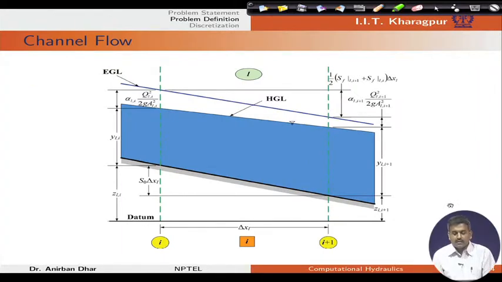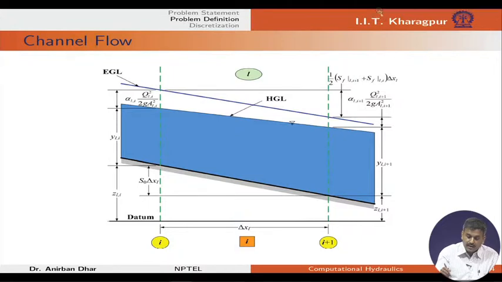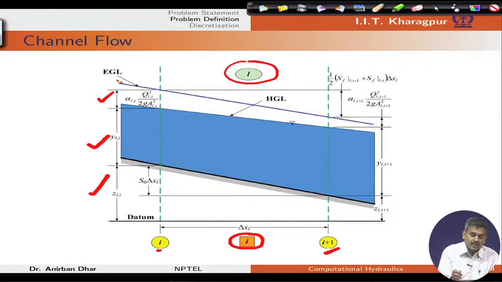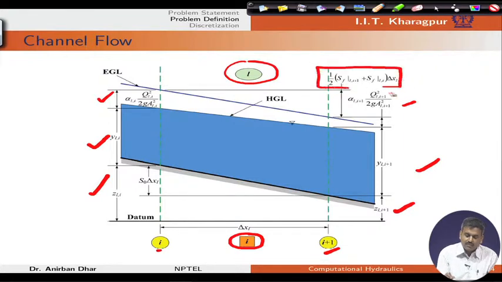Now, this is the general channel flow convention, that for any lth channel and ith segment, we have I and I plus 1, these are the section numbers, and we have elevation head, this is flow depth, and this is our kinetic energy head. We have z, y in this case also, and this is the average value of friction slope.